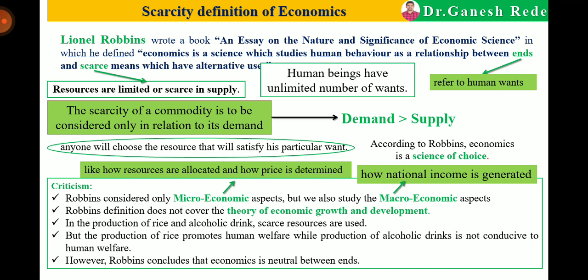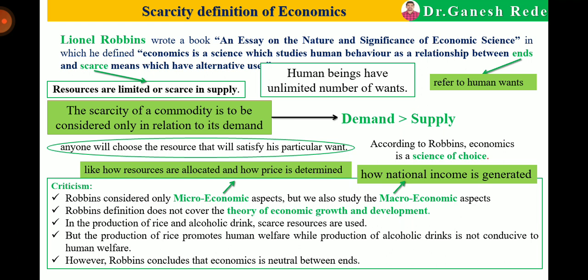In the scarcity definition, the scarcity of a commodity is to be considered in relation to its demand. Scarcity means limited availability of that particular commodity, and it depends on demand and supply. If the demand for that commodity is higher than the supply, then there is scarcity of that commodity. If supply is less and demand is higher, then in that market there is scarcity. So anyone will choose the resource that will satisfy his particular want. So according to Robbins, economics is a science of choice.